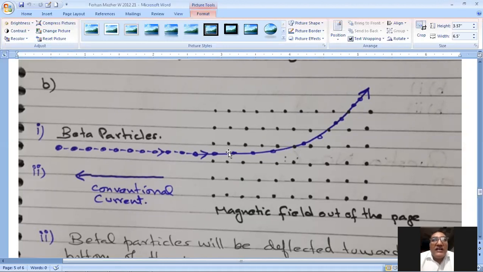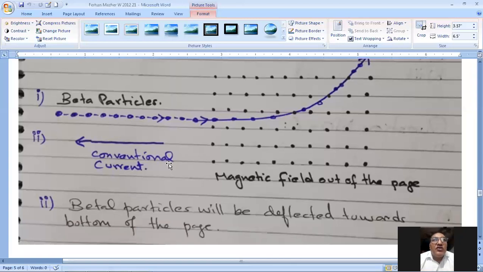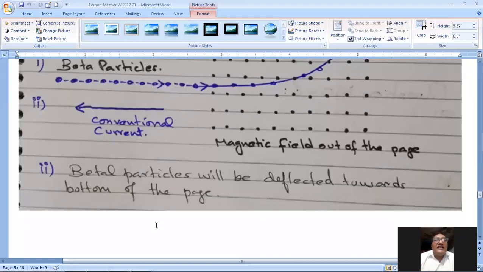You know that the left hand rule told us that the charged particles should bend downward, but we know that the left hand rule is for positive charges. Beta particles are negative charges. So we choose an upward direction, opposite to what the left hand rule has told us. So the beta particles will be deflected in the upward direction. The last part was that if the direction of the current is reversed, what will happen? The beta particles will be deflected towards the bottom.